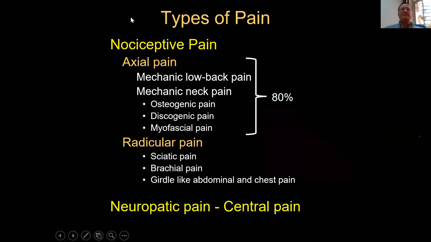If you look at the pain physicians, types of pain may be divided into main areas. One is nociceptive pain, which may be divided into axial and radicular pain. Most low back and neck pains are axial pain. This is probably 80% of the patients' symptoms. The remaining is radicular pain. It may be sciatic, brachial, or girdle-like abdominal and chest pain.